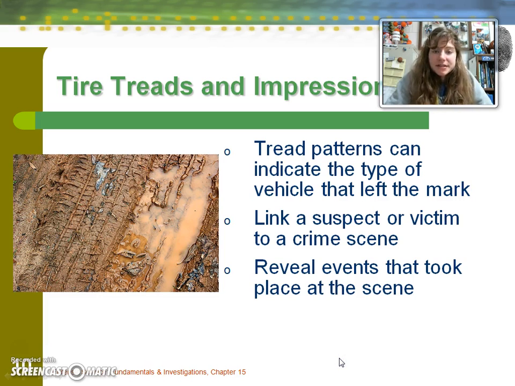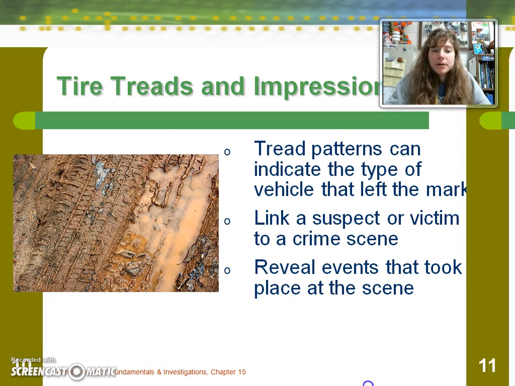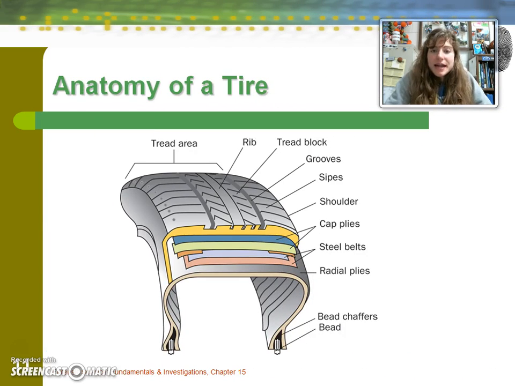So here would be a plastic impression, and the value in that is that it can indicate the type of vehicle, link a suspect or victim to the scene, and maybe tell a little bit of the story of what happened there. Here's the anatomy of a tire. You probably didn't wake up knowing that you were going to take a closer look at this today.